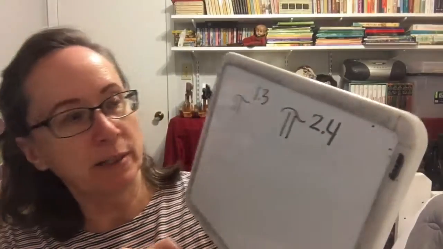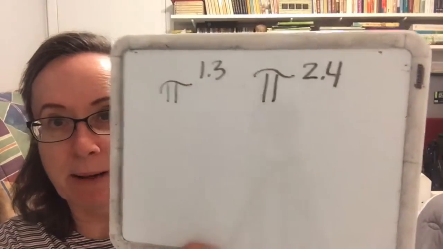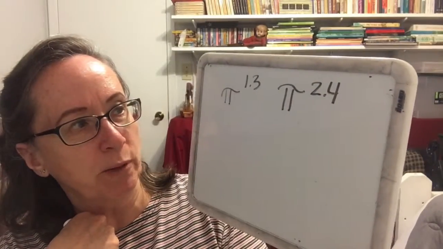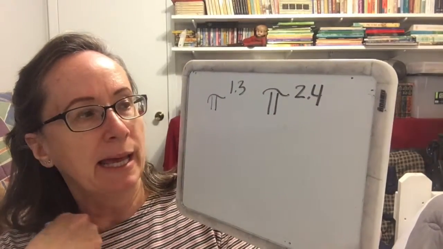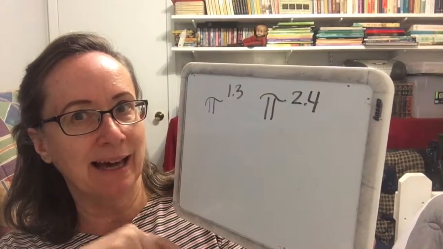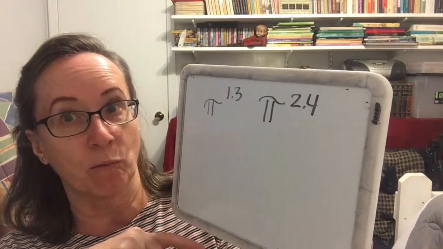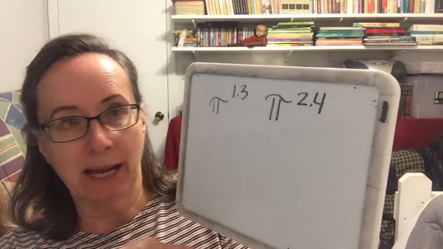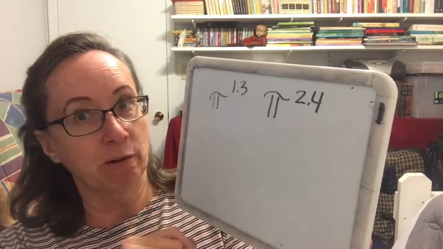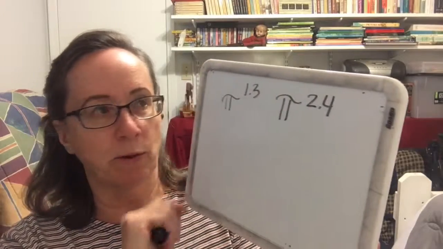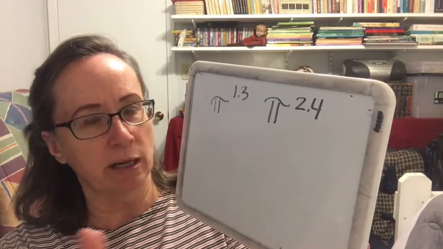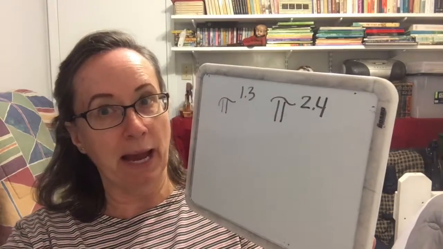All right, so we're going to do number 13 on the back of the PowerPoint questions. And it says, which of these is larger? So we have pi to the 1.3 and pi to the 2.4. And because the base is the same, and because the base is greater than 1, we are able to say without a doubt that pi to the 2.4 is going to be greater than pi to the 1.3, because we're taking a larger number and raising it to a bigger power.